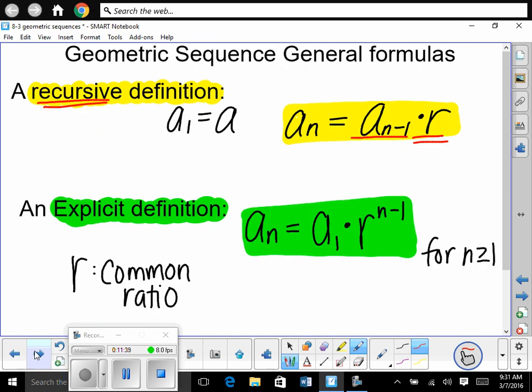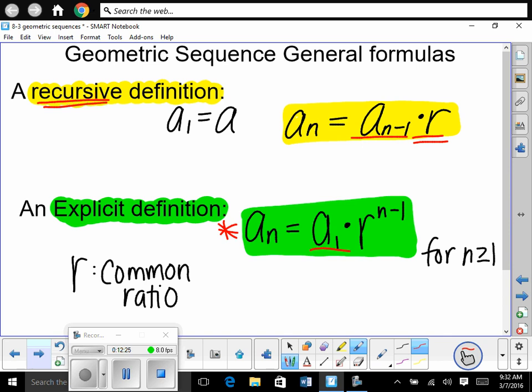Now an explicit definition is this formula, and you'll want this down. Explicit is the one we like to use if we're trying to find any term of a sequence, because we don't need to know the previous term to find it. So here's the explicit definition. To find any term in a geometric sequence, a sub n is equal to a sub 1, which means first term, times r raised to the n minus 1. r is the common ratio, from one term to the next. And n is the number of the term you're on. So this formula in general you'll use, and you can use it to find any term in a sequence. Okay, so get that down, you'll need it. I refer back to it all the time.